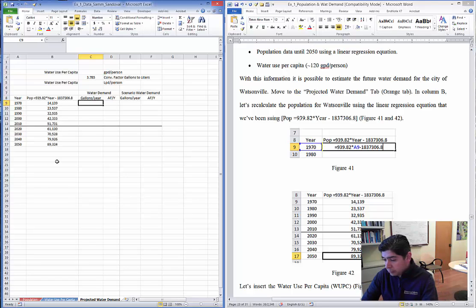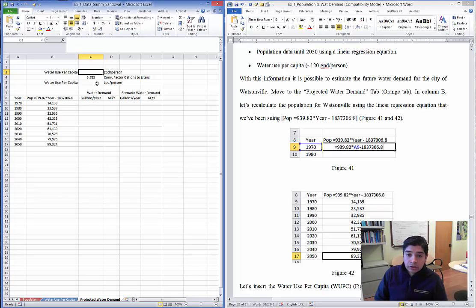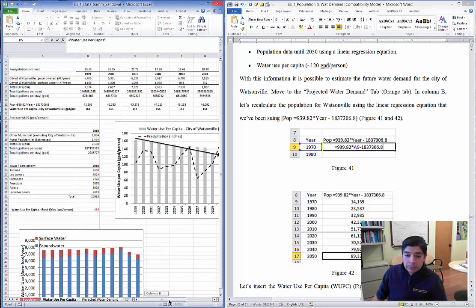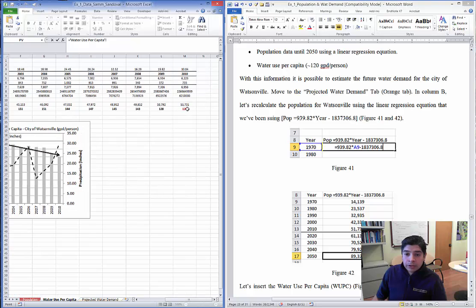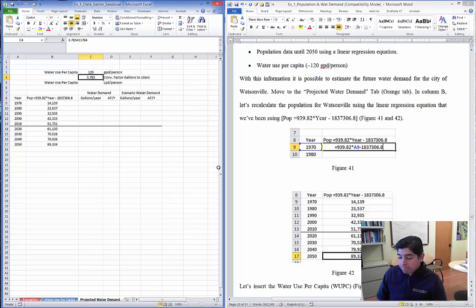Now, here for the water use per capita, we're going to use the value that we estimated before, which is 120. So you can just type equal, then go back here to water use per capita, and select this value that we thought in 2010, and then click enter. And then here in the water use per capita, we're just basically going to use in liters per day this times the conversion factor.